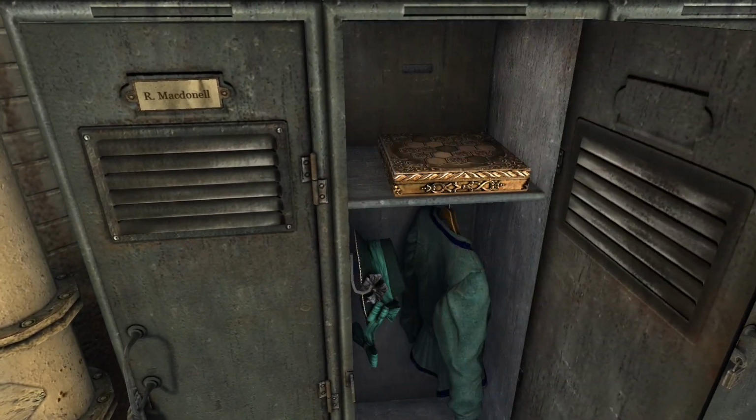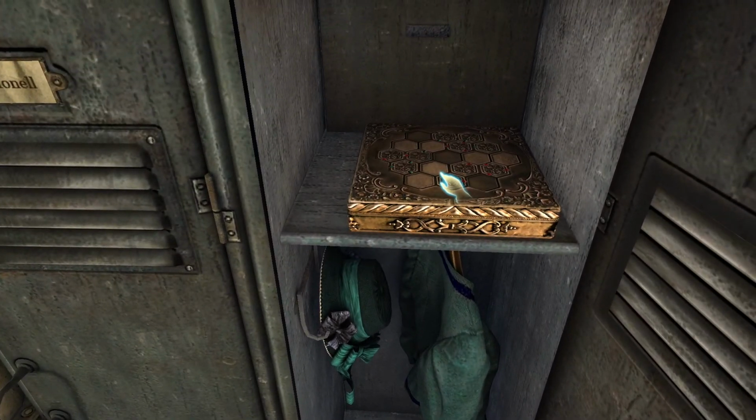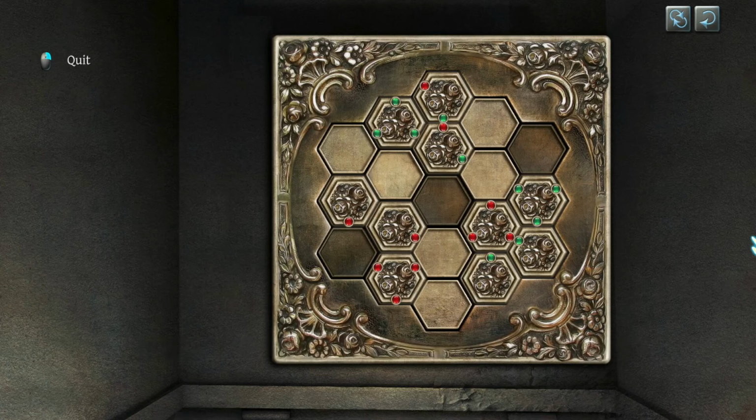Let us examine Miss Patterson's locker. Apparently we are examining it. The lock on this box is rather sophisticated. Incredible. Is Jenny hiding something? Okay. What is this? Do I need to... So I can move these. Where do I want things to go? So these are no-go areas.